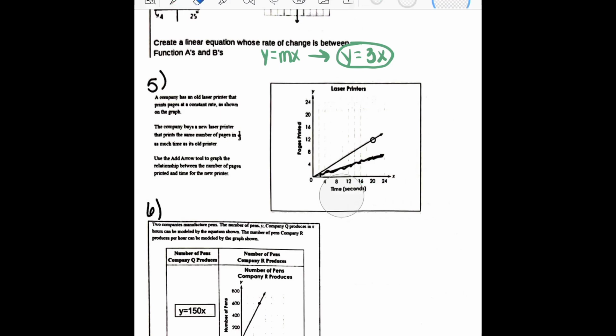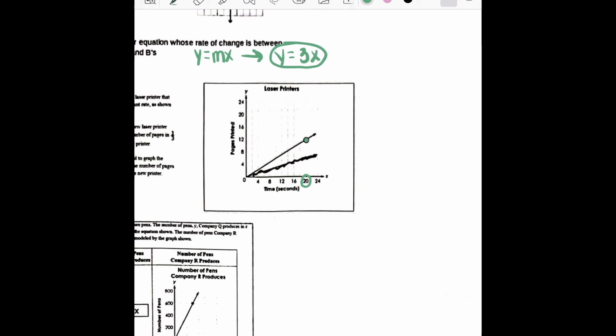So if we look at our graph here, I already have markings on this graph. They have a point circled for us already, that is here. And this is showing that the printer is printing 12-ish pages in 20-ish seconds. So the new printer can print 12 pages, but in 1/3 of 20 seconds. So in your calculator, in order to find the amount of time the new printer takes to print the pages, we are going to do 20 times 1/3.